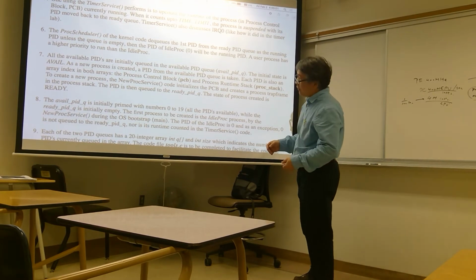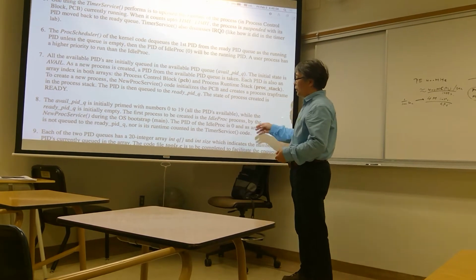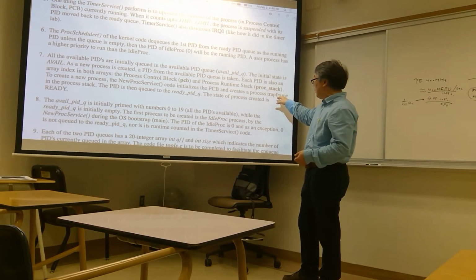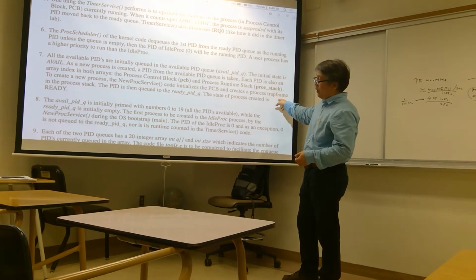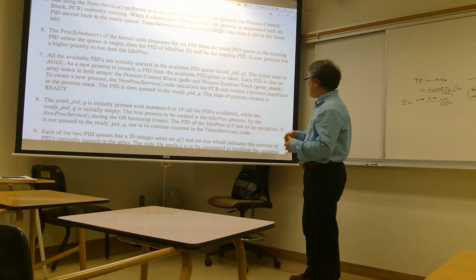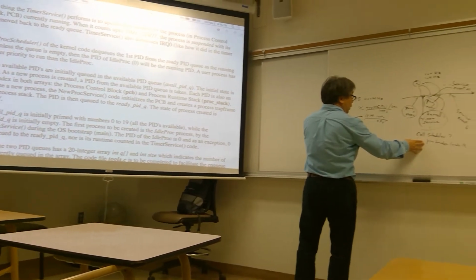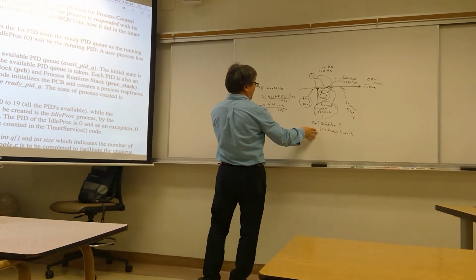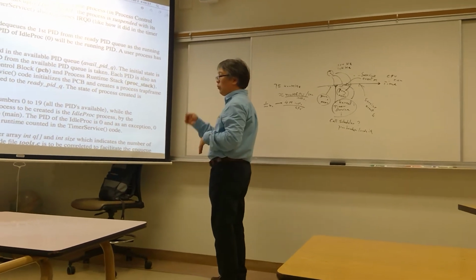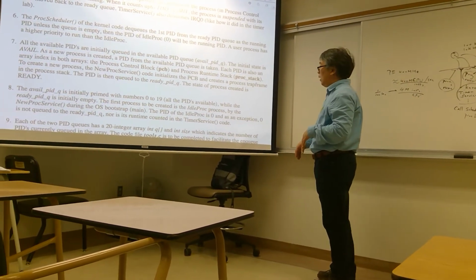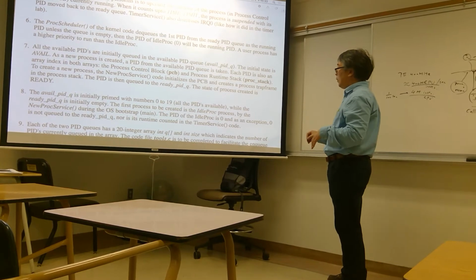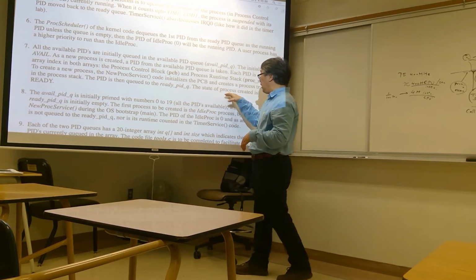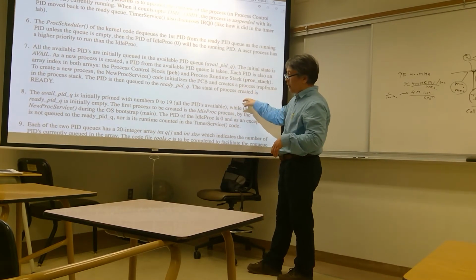Okay. To create a new process, the new process service code initializes the PCB and creates a process trap frame. This is the CPU context, called the process trap frame, created in the runtime stack to be loaded by the process loader. The process loader loads that trap frame into the CPU, becoming the CPU context, and that also includes the instruction pointer, which points to the new function to run. So that's the mimic of running a new process. The PID is then queued to the ready PID queue. The state of the process created is changed to ready.